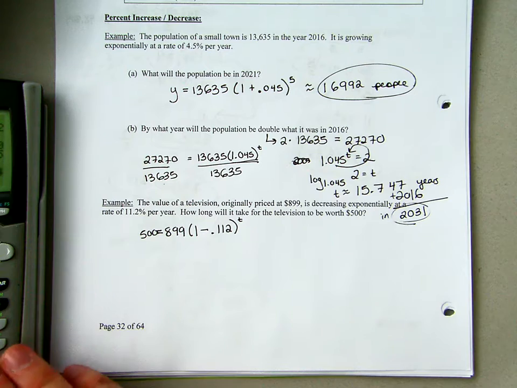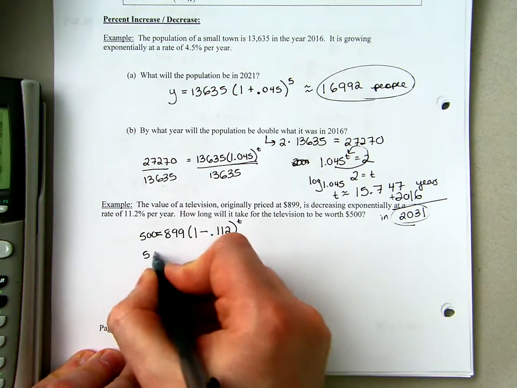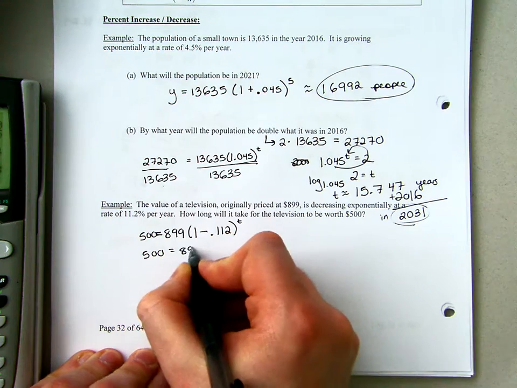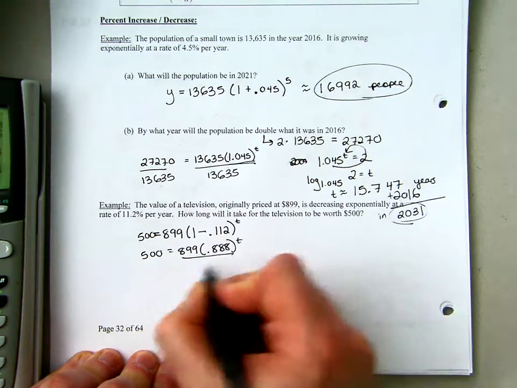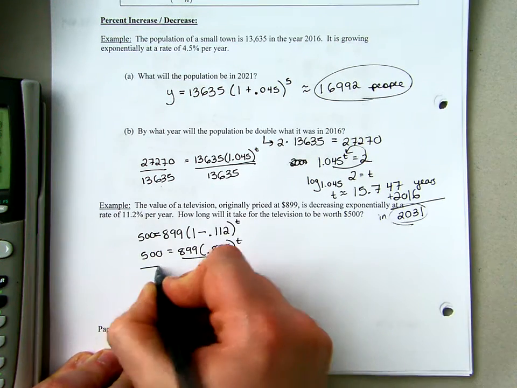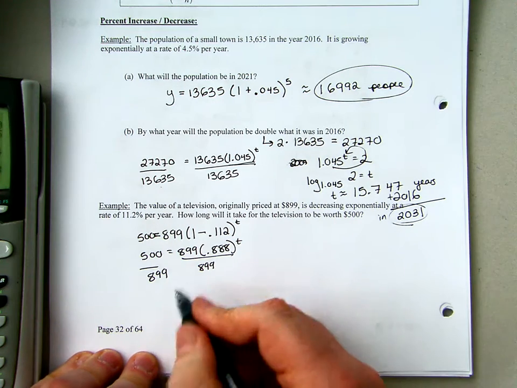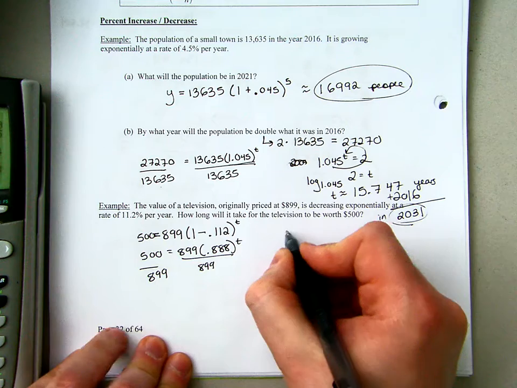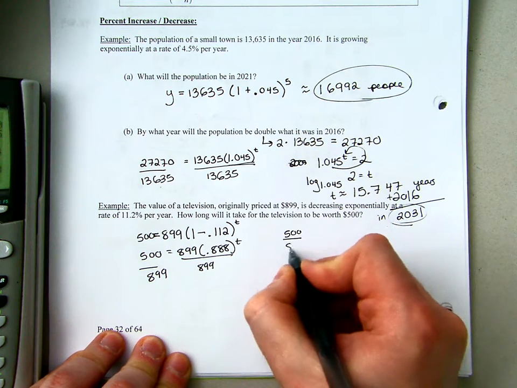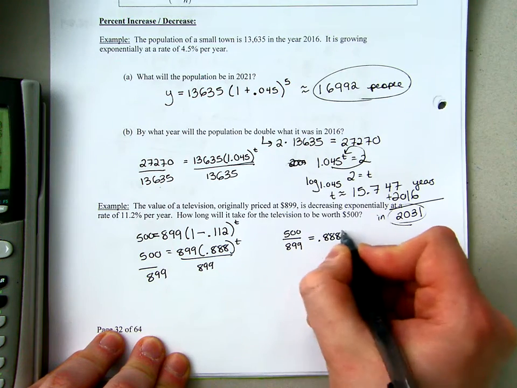Well, we might as well do the subtraction problem. So maybe 0.888 inside there. Now, when you divide both sides by 899, does it divide in evenly? No. To make this as exact as possible, why don't we just say that 500 divided by 899 is 500 over 899? Why don't we say 500 899ths equals 0.888 raised to the t?